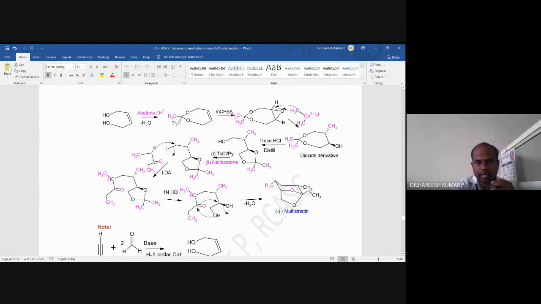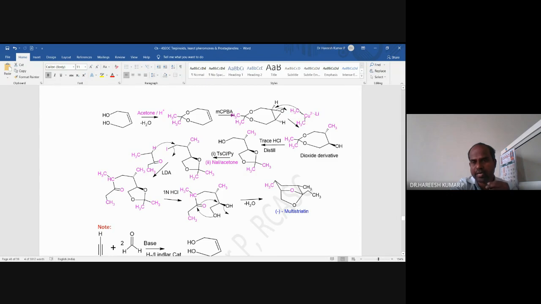Now this ketal is treated with MCPBA, meaning metachloroperbenzoic acid, an oxidizing agent. It will convert the double bond, or alkene, into an epoxide. This is nothing but epoxidation. After the epoxidation, it is treated with a Gilman reagent. What is the Gilman reagent? Dimethyl lithium cuprate is called the Gilman reagent.